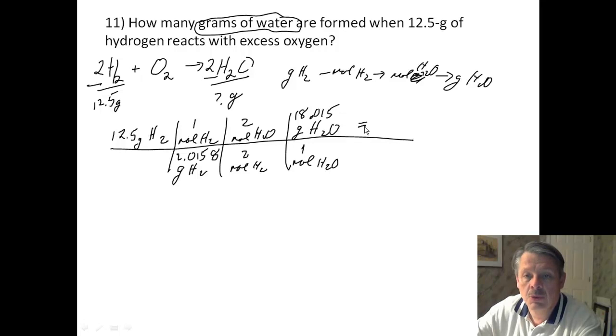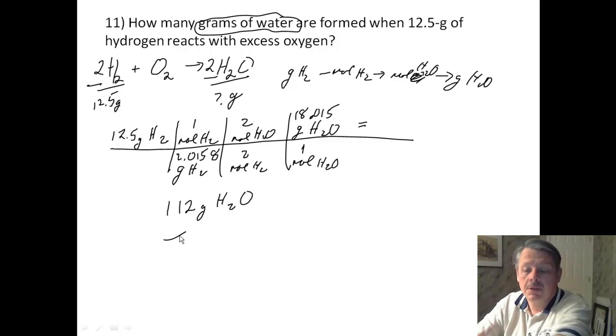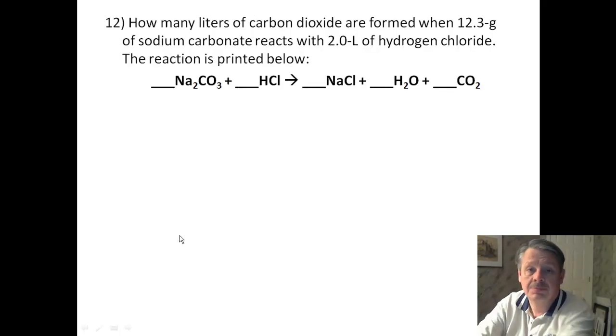Okay, we do our math. And when we do all of our math, we come up with 112 grams of water. And we have 3 sig figs in our problem, so we have 3 sig figs in our answer. Okay, that's it for number 11.